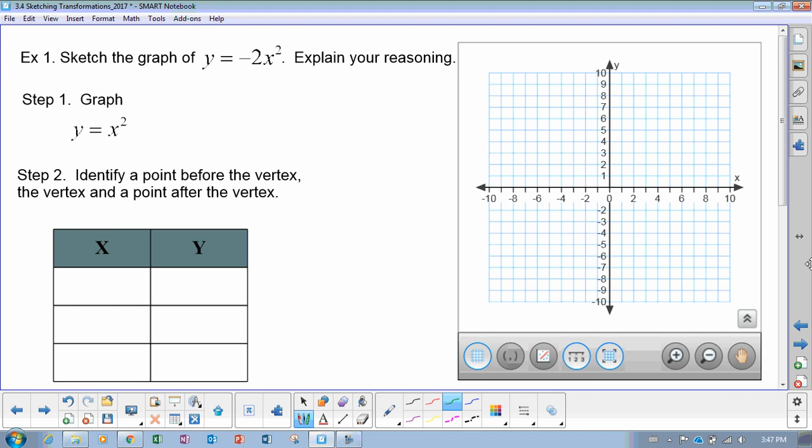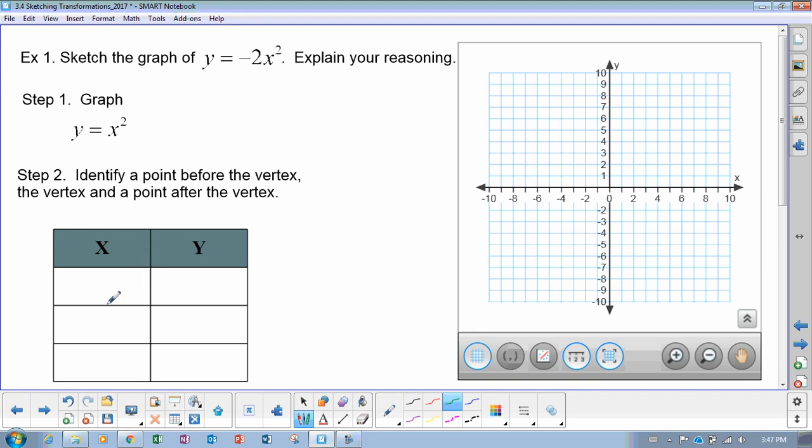This is a very procedural way of graphing the transformation of a graph. So we're going to work through 3 of them so that you can see how to deal with different situations. The first thing we're going to do is graph y equals x squared, but I'm going to do step 2 before I do that. So we want to see how the graph is changing.